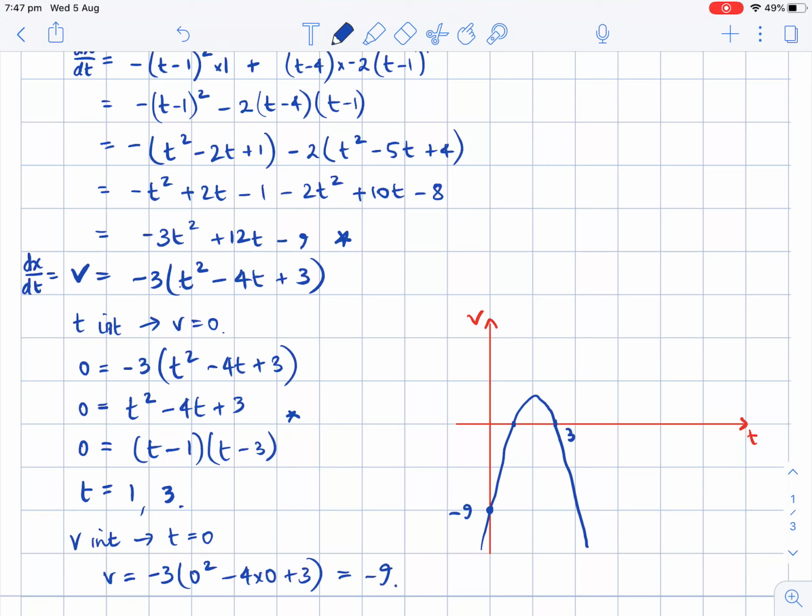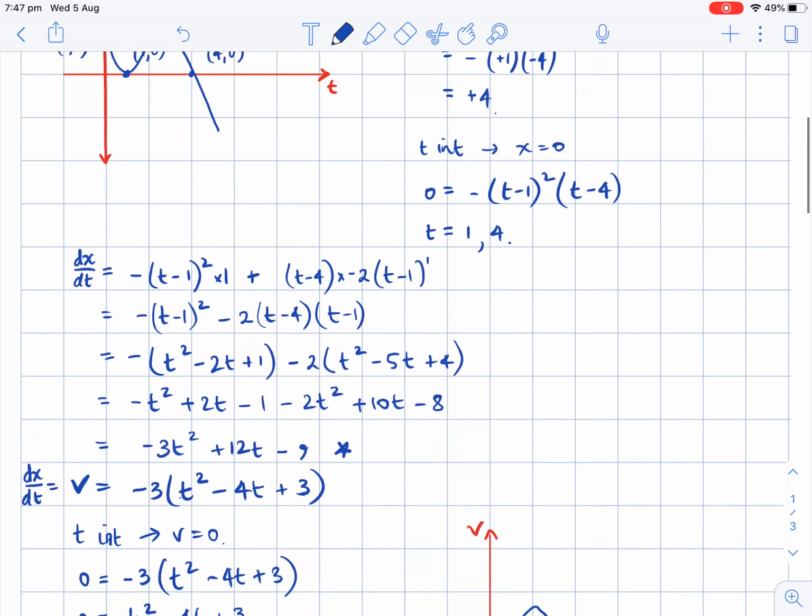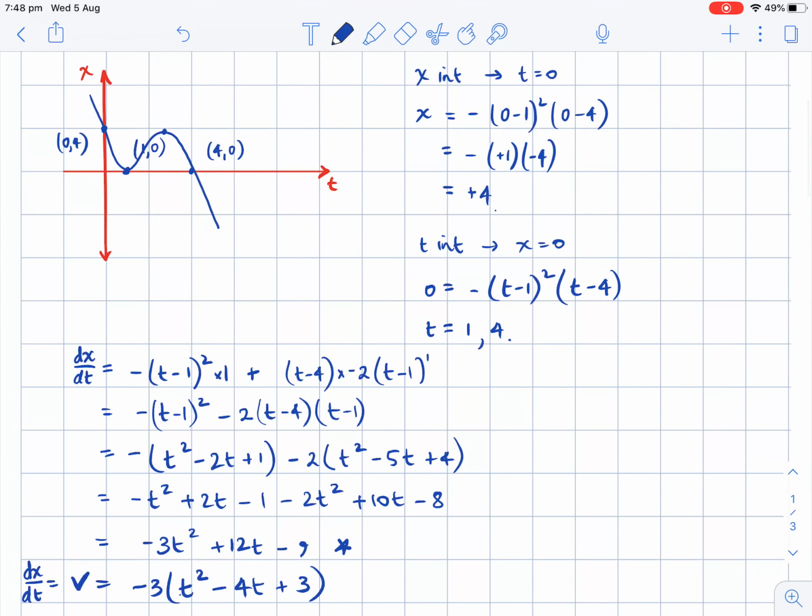This is at (3, 0). I should have put that (0, negative 9), and then that point there is at (1, 0). It makes sense then as well that this point here is at 3, something. We don't know what it is yet. And this point here is at (1, 0). We already had that coordinate written down, but I'll rub it out from the top there because it's a little bit buried under the graph.